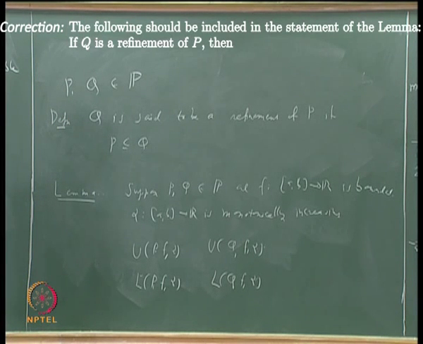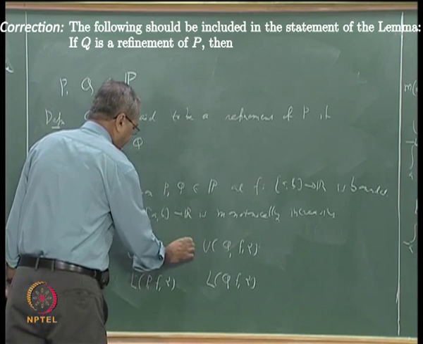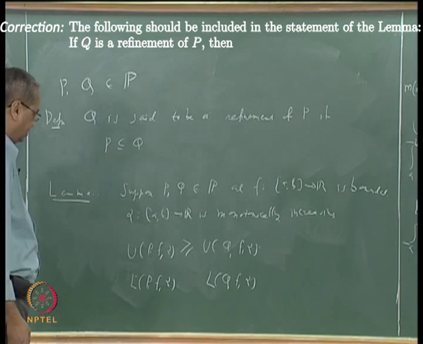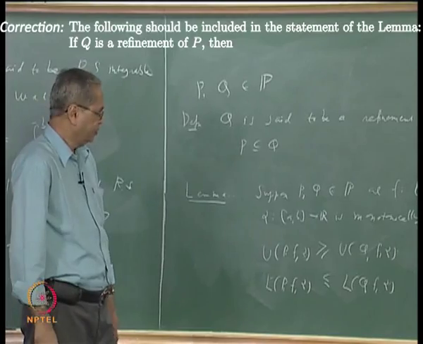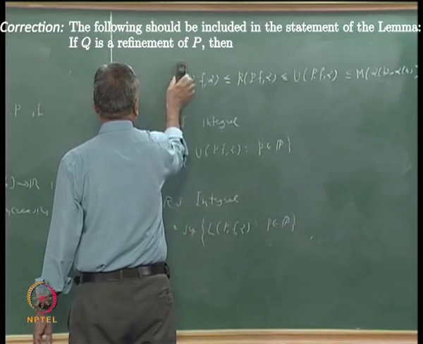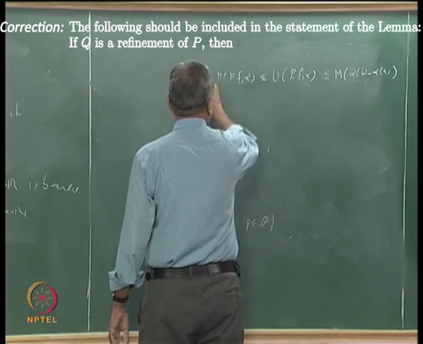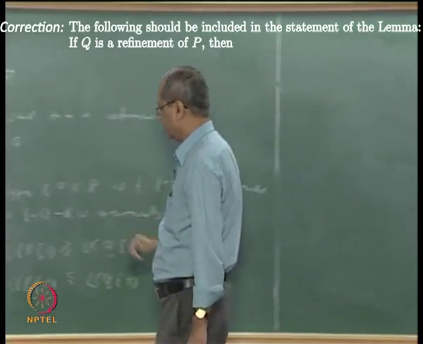So what we want to say is that when we take a refinement, the upper sums decrease, that is, U(P, f, α) should be bigger than or equal to U(Q, f, α), and the lower sums increase, that is, L(P, f, α) is less than or equal to L(Q, f, α). To repeat again, whenever we take a refinement of a partition, the upper sums decrease and the lower sums increase. That is what this lemma says.